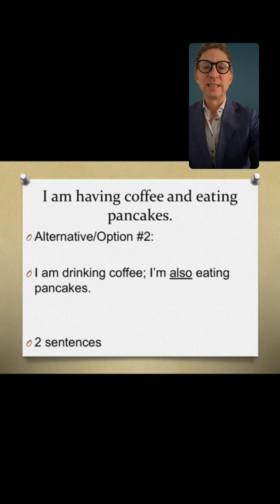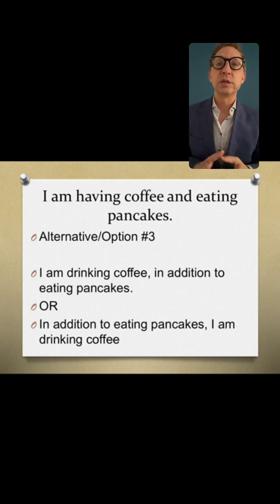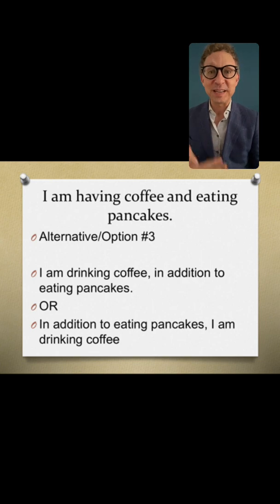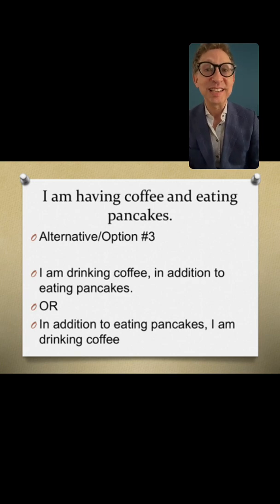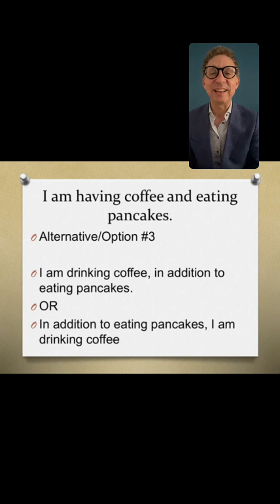All right. Let's move to our next option, which is very common, in addition to. So instead of saying I'm having coffee and eating pancakes, our third option might be I'm drinking coffee in addition to eating pancakes. Or you could say, and here we move in addition to the beginning, in addition to eating pancakes, I'm drinking coffee.